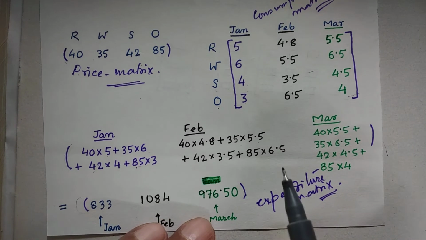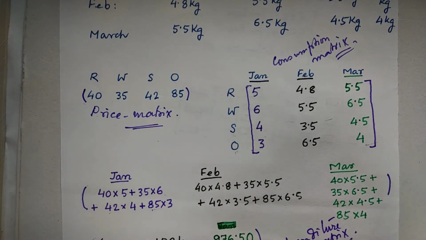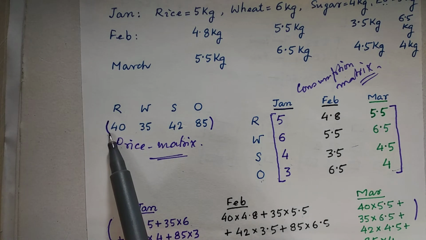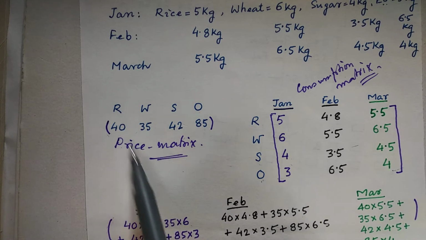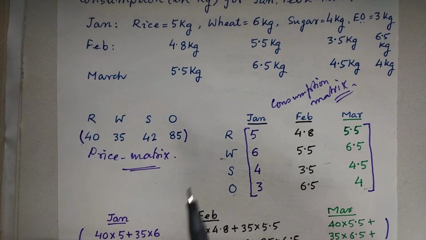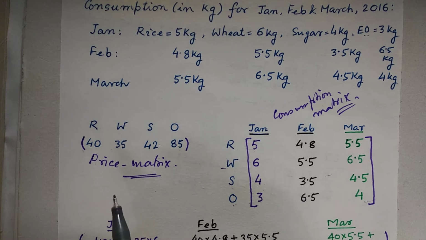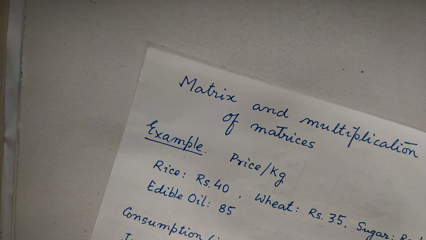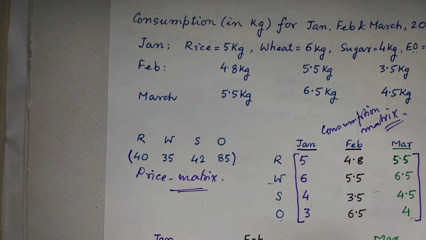Thus, this tabulation is actually a matrix multiplication, and a matrix is an array of numbers. It may be of one row and a number of columns, or a number of rows and a number of columns. Any array of numbers arranged in the form of a rectangle or a square is called a matrix. And this is the procedure for matrix multiplication.